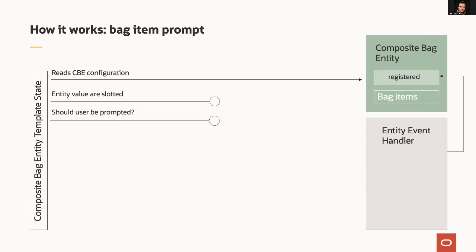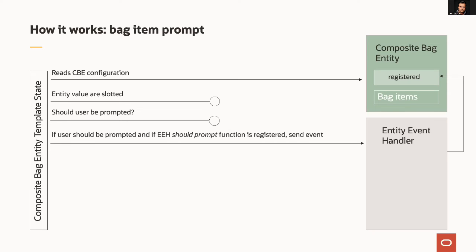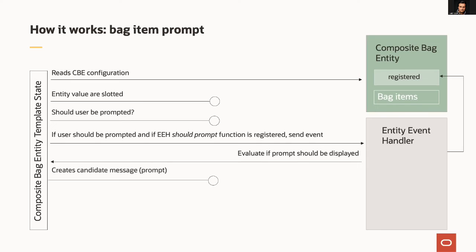You can do the same in code. You could have it send over to your entity event handler, and then the event handler executes some code and returns true or false. So if the component itself says yes, it should be prompted, then it goes to your event handler. And if it has a should prompt function configured, then your event handler makes the final call on that one. Let's assume it says, yes, it's okay, render it.